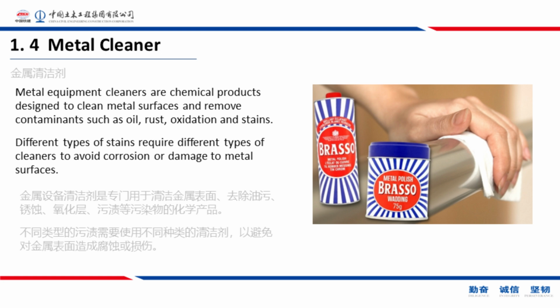PPT 7. 1. Metal cleaner. Metal equipment cleaners are chemical products designed to clean metal surfaces and remove contaminants such as oil, rust, oxidation, and stains. Different types of stains require different types of cleaners to avoid corrosion or damage to metal surfaces.